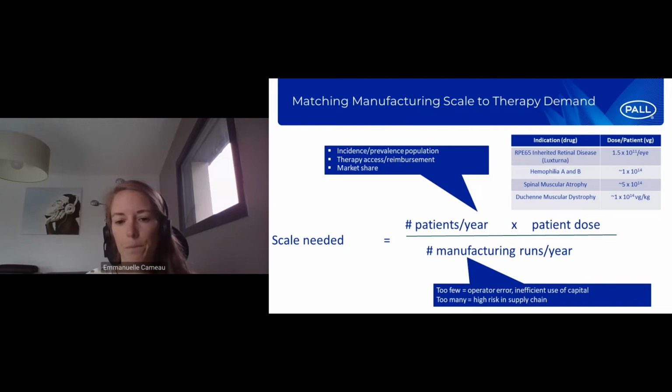or even more. And another factor that comes into consideration when thinking about the scale is the number of manufacturing rounds per year. Because if you do too few, so you choose a scale that is too big, your operators will lose training, they might make mistakes, it's also an inefficient use of capital, and if it's too many, you have a higher risk on the supply chain. So there's an equilibrium to be found there.